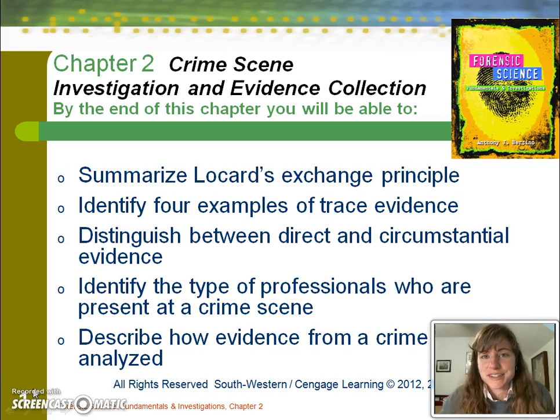Welcome to this forensic science installment of crime scene investigation and evidence collection techniques. Take a look at the objectives that we'll cover today.